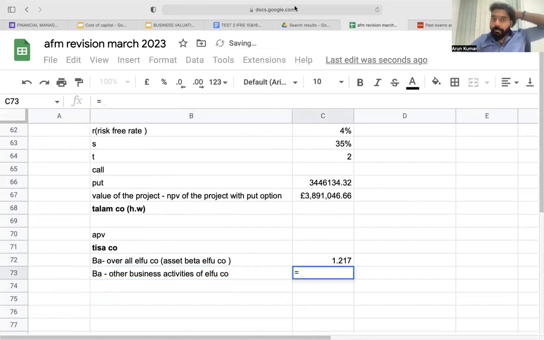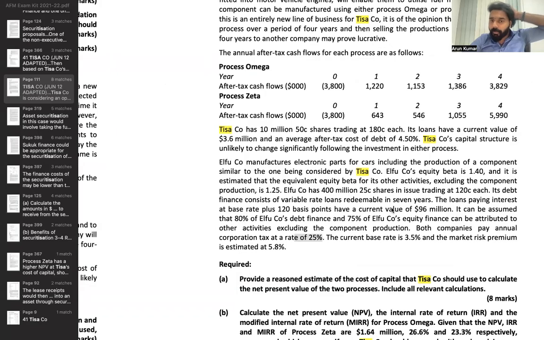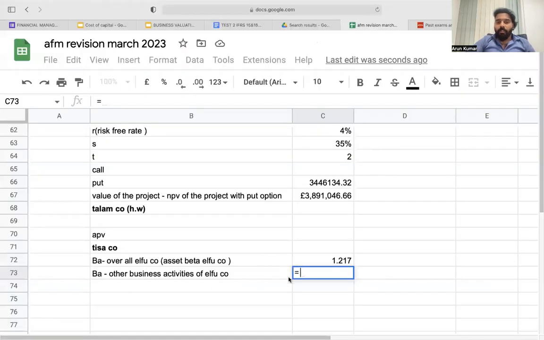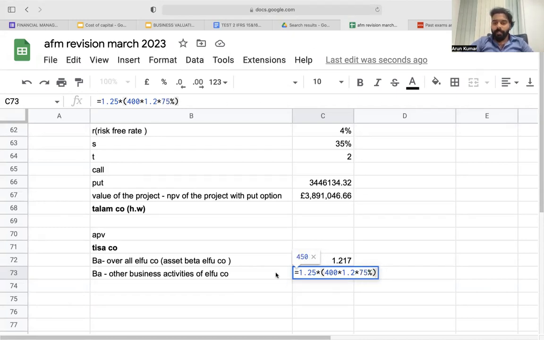How will you find it? They have given us the equity beta of the other business activity. How much is it? It's 1.25, and it is mentioned that the capital structure allocation will be 75% of equity allocated to other activity, and 80% debt finance given to other activities. So we need that assumption as well. So it will be 1.25 equity beta into 400 multiplied by 1.2, but only 75% will be available for other business activity.